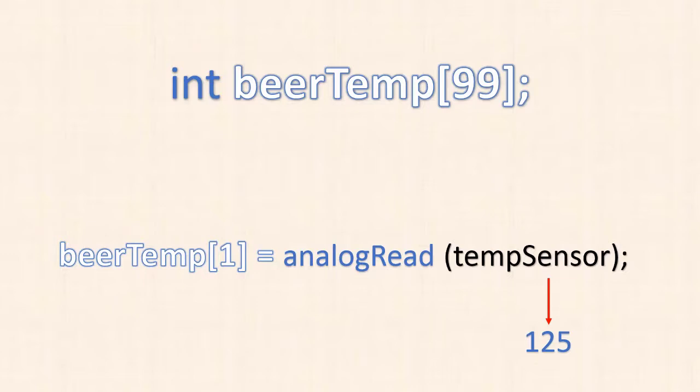Then we take the temperature again a while later and see it's 125 this time. Now we're going to save 125 at index 1, which is the second element, and so on.